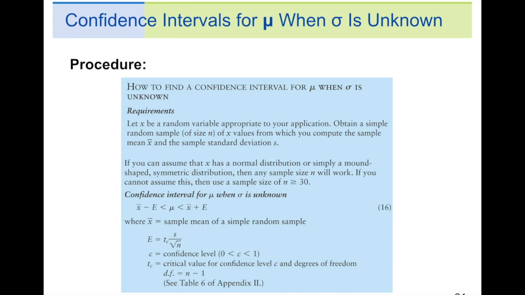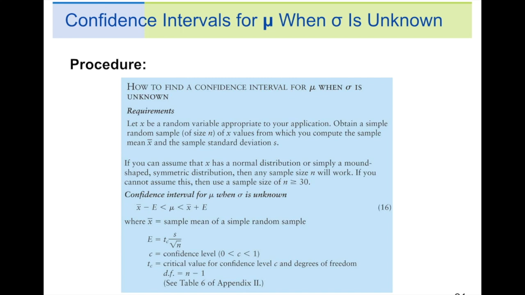Confidence interval for mu when sigma is unknown. Mu is between x bar minus E and x bar plus E, where x bar is the sample mean of a simple random sample, and E equals t sub c times s over the square root of n.